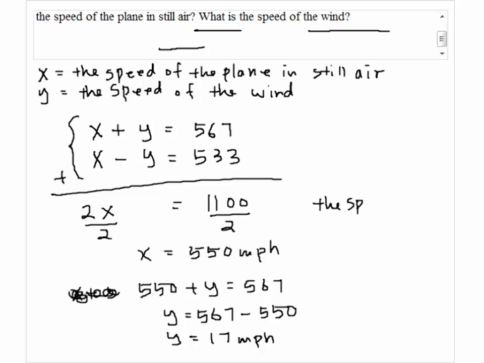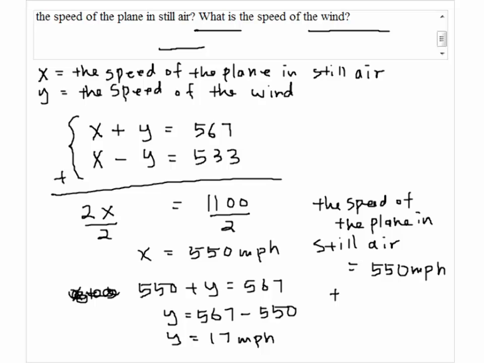So the speed of the plane in still air is 550 miles per hour, and the speed of the wind is 17 miles per hour.